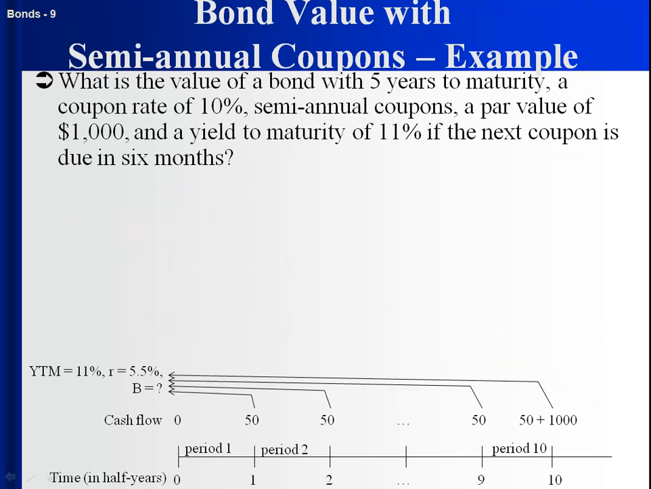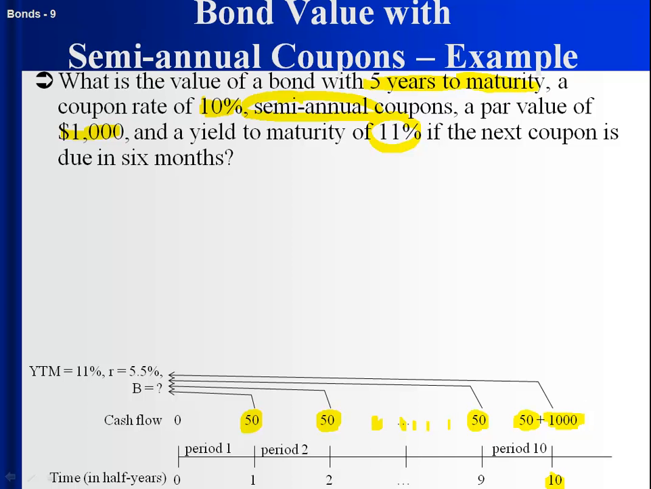How about semiannual coupons? So we have a bond with 5 years to maturity, coupon rate of 10%, but now we have semiannual coupons, par of 1,000, and a yield to maturity of 11%. Next coupon's due in 6 months. So 5 years to maturity is actually 10 half years, and 10% of 1,000 is 100, but there's semiannual coupons, so there's 2 per year. So in 6 months there's 50, 12 months there's 50, 18 months there's 50, and that happens all the way out to 4.5 years, and then in 5 years there's 50, and then in 5 years there's 1,000.